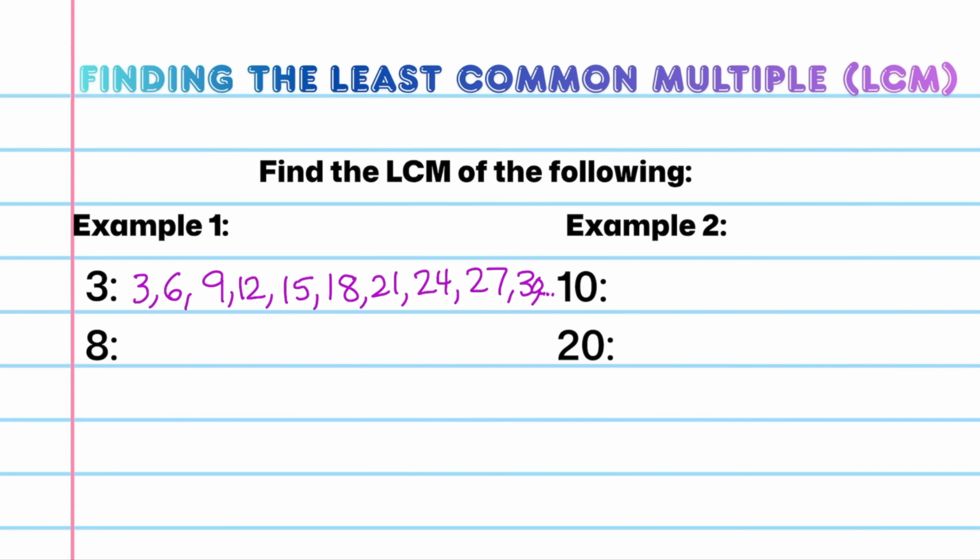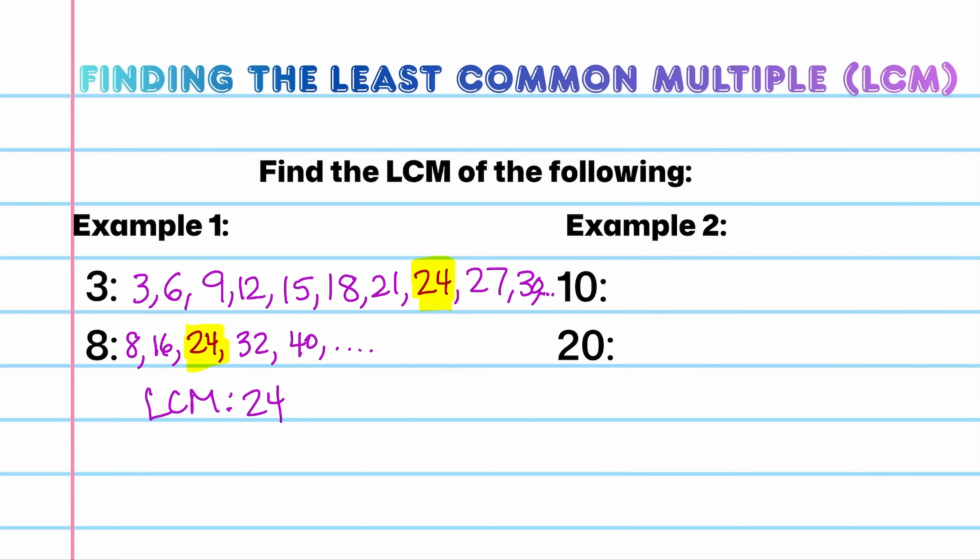And all we're doing is just multiplying. 8 times 1 is 8. 8 times 2 is 16. 8 times 3 is 24. 8 times 4 is 32. 8 times 5 is 40, and so on and so forth. Now, what is the smallest number that 3 and 8 have in common, or the smallest multiple? Well, let's see. The smallest multiple that they have in common is actually 24. So that means that our LCM between 3 and 8 is 24.